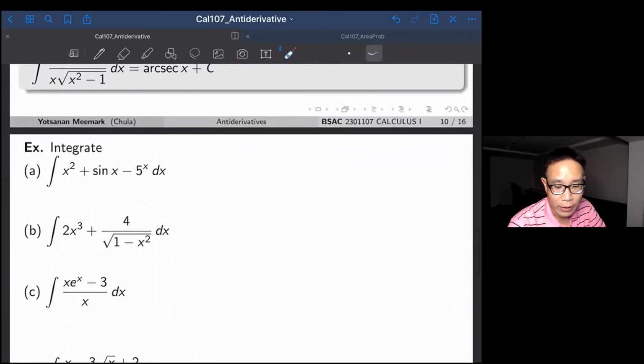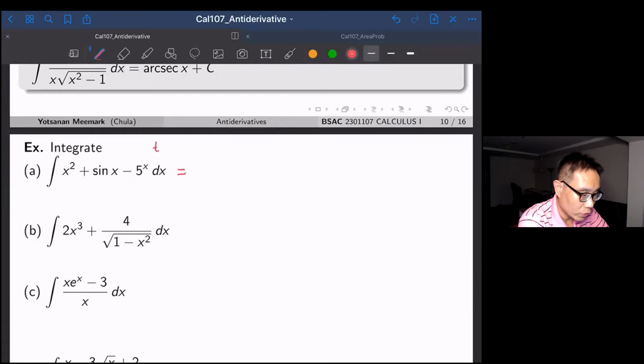So let's try to do this example. You'd like to integrate x plus sine x minus 5 to the x. For this one, you see that we are able to integrate term by term.